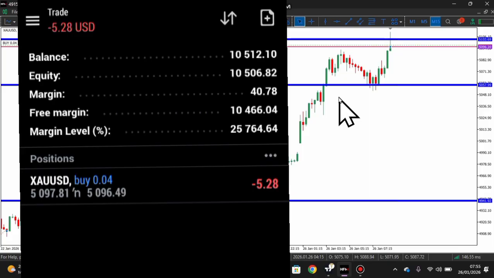I'll put my buy limits where they're supposed to be, and I'll also be calling this trade in my free Telegram group.